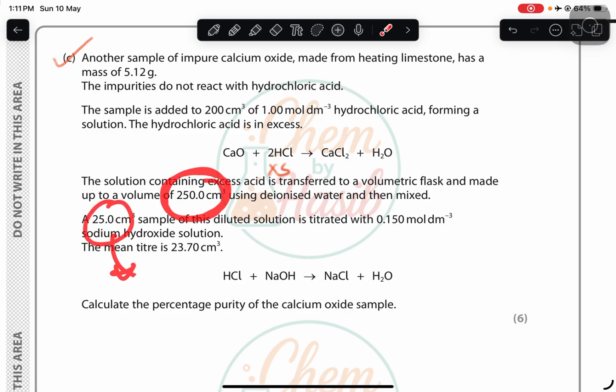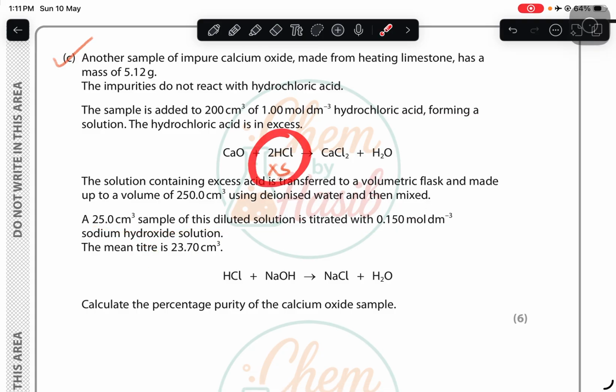A 25 cm³ sample of the solution was then titrated with sodium hydroxide. So the remaining HCl, the HCl that did not react with calcium oxide, was made up to 250 cm³ in a volumetric flask, and out of which only 25 cm³ was taken out and titrated with sodium hydroxide.